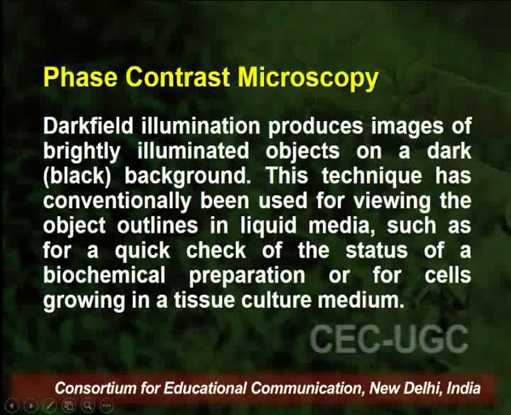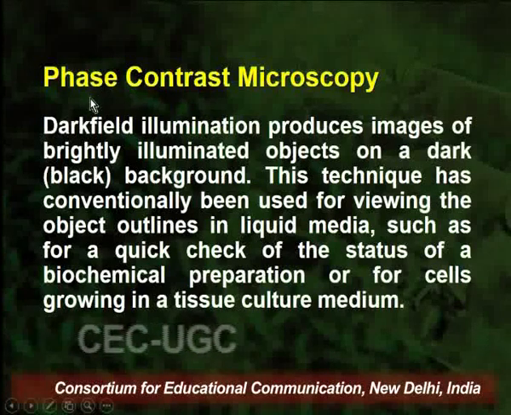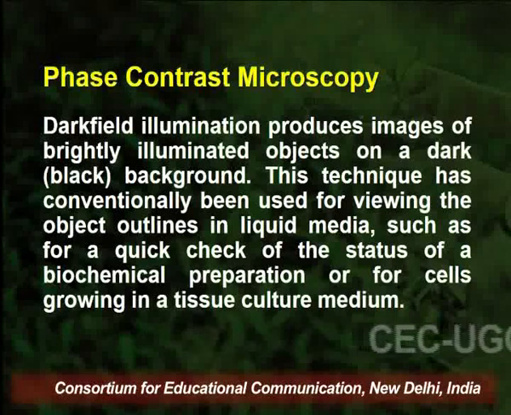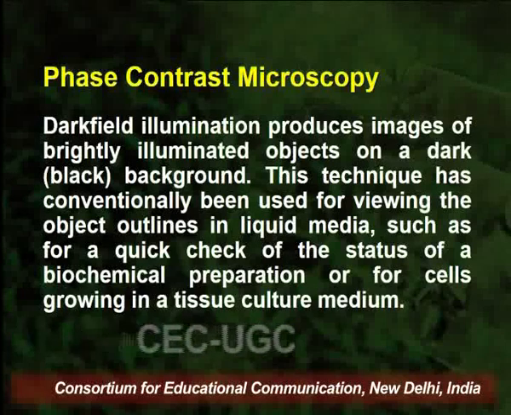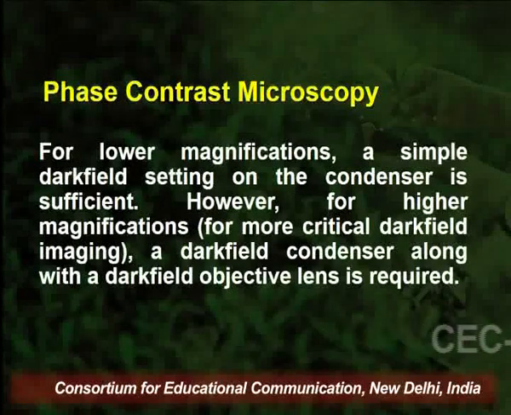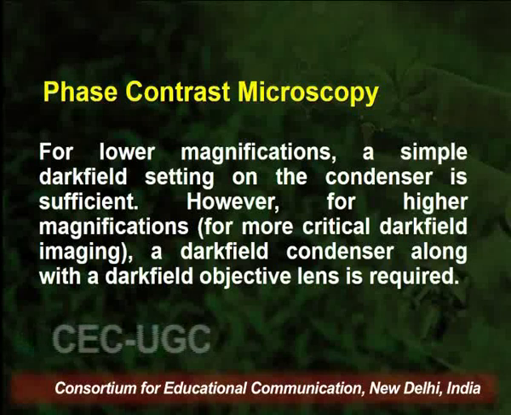So, how is this technique different from bright field microscopy? In bright field microscopy, the background is always white, whereas in dark field illumination, the background happens to be dark. For lower magnifications, a simple dark field setting on the condenser is sufficient. So how is it done?